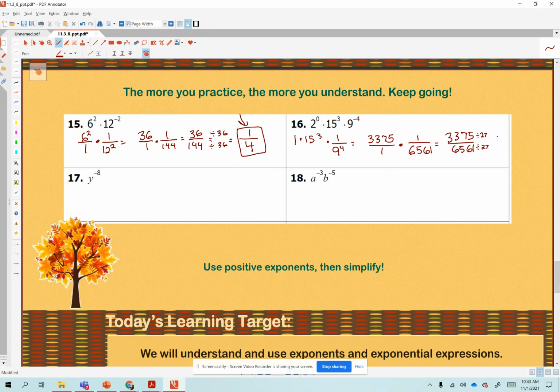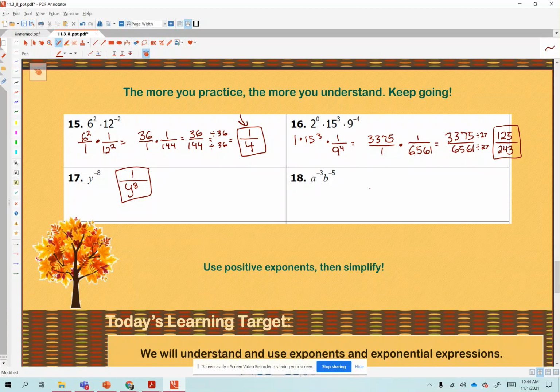3,375 divided by 27 is 125. 6,561 divided by 27 is 243. And that's our final answer. And number 17, we have y to the negative 8. Remember, we cannot evaluate a variable unless we know what to substitute for the variable. But what we can do is get rid of the negative 8 by putting y in the denominator with an exponent of 8.